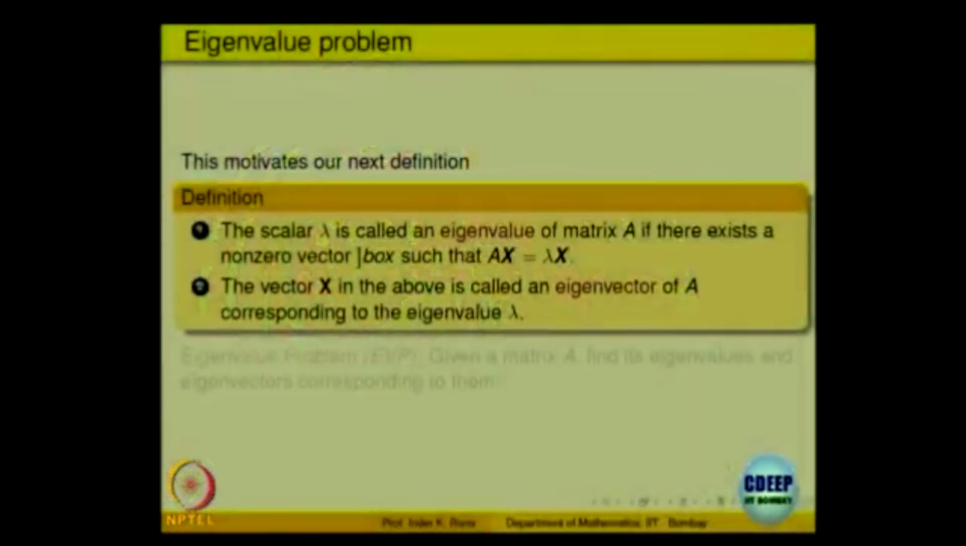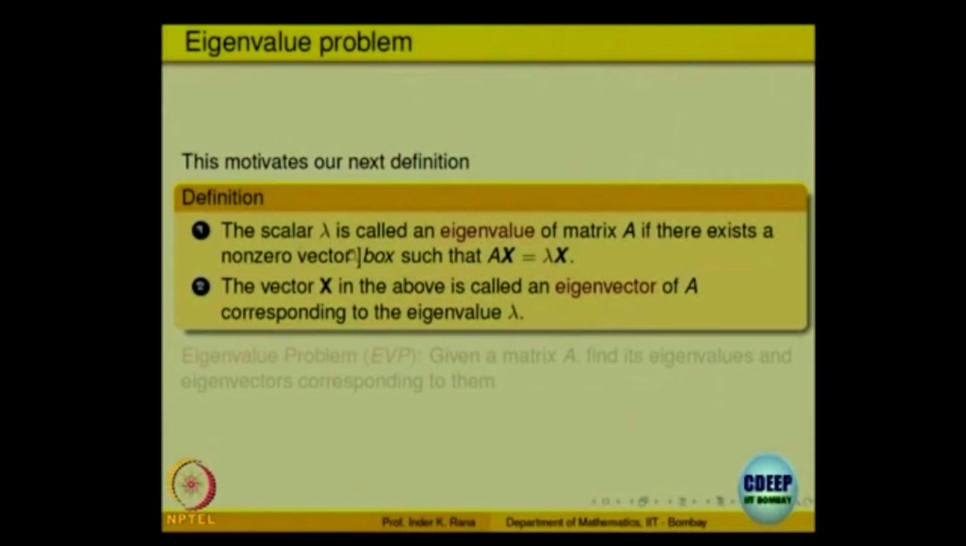The scalars which are going to appear on the diagonal are nothing but the solutions of determinant of A minus lambda I equal to 0. So it becomes important to solve determinant of A minus lambda I equal to 0. Let us write that as a definition. Okay, so these are the questions.